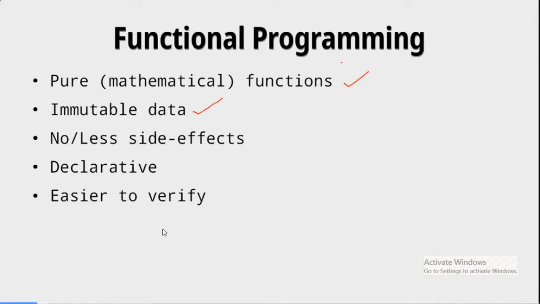In functional programming, these are the characteristics or features of functional programming. The first point is it must be a pure mathematical function. Next is immutable data. Next is no or less side effects: either a very minimum side effect, very little side effect, or no side effect. Next one is declarative and the next one is easier to verify. So these five are the characteristics of the functional programming language. Some of these characteristics I am explaining in my next slide.